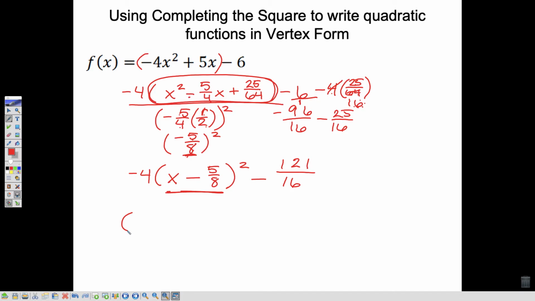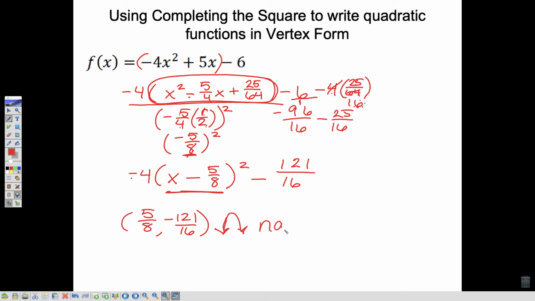Negative 5/8, negative 121 over 16. Okay, and the graph gets wider. Wait, what does the graph do? The graph opens down. It gets narrower.